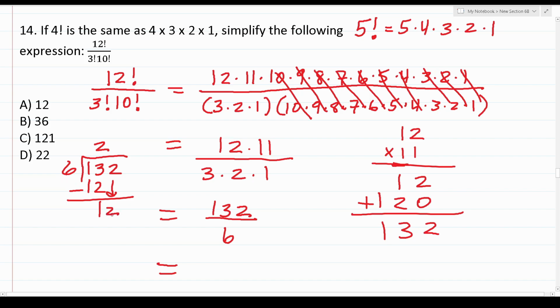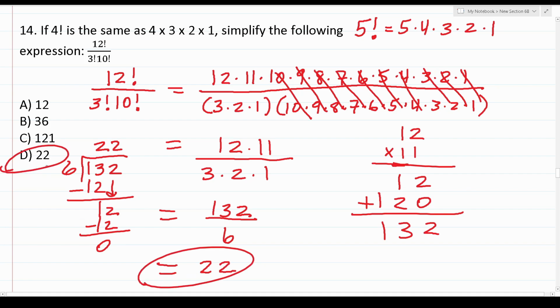How many times does 6 go into 12? That's 2 times. 6 times 2 is 12. 12 minus 12 is 0, so there's no remainder. 132 divided by 6 is 22. And we can see that's answer choice D in this case.